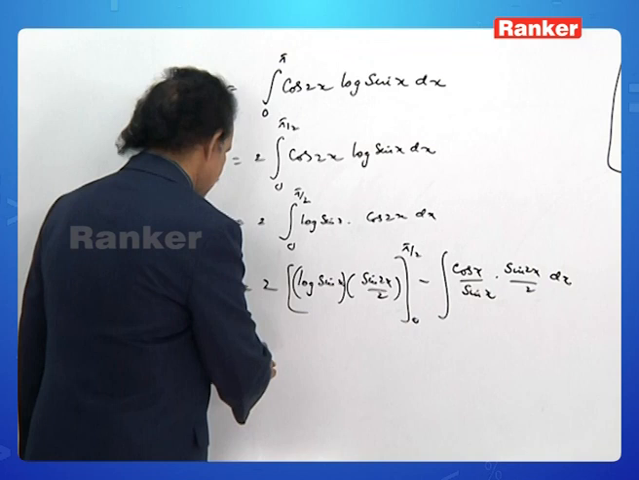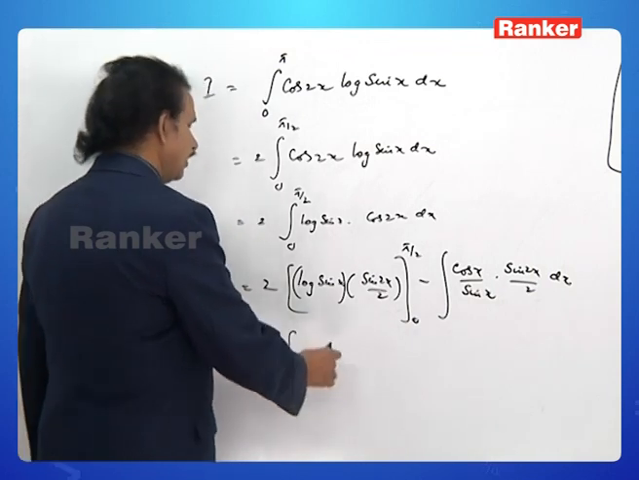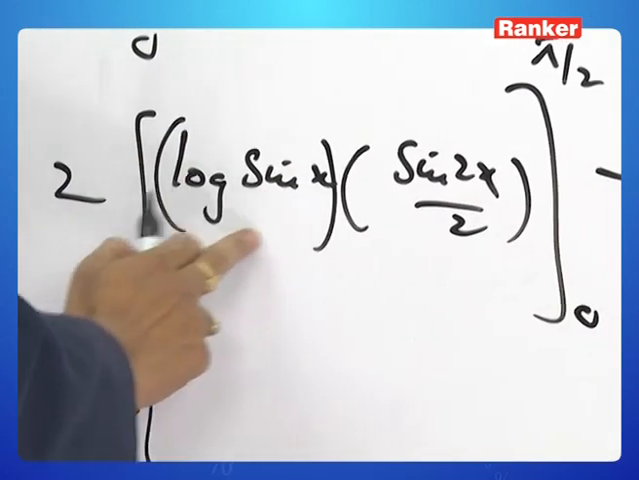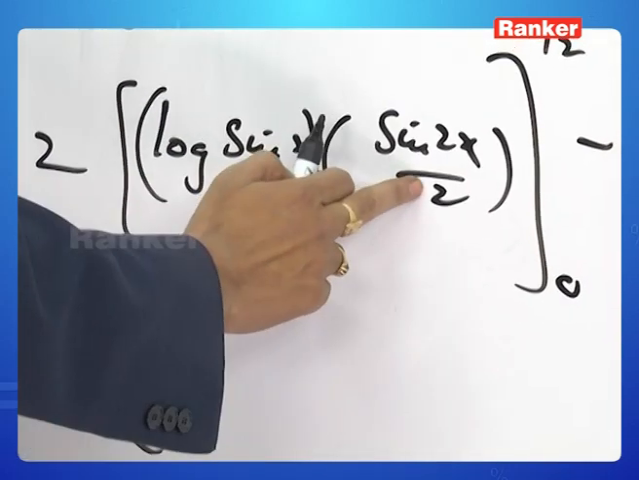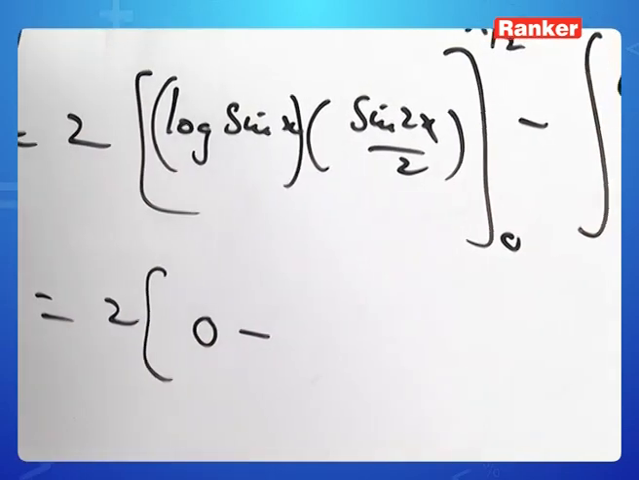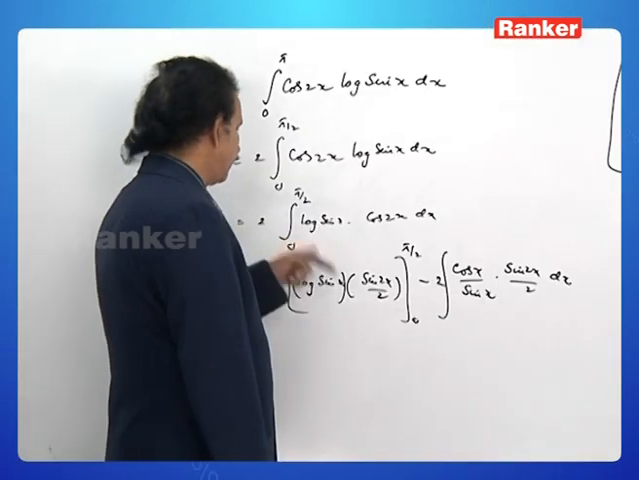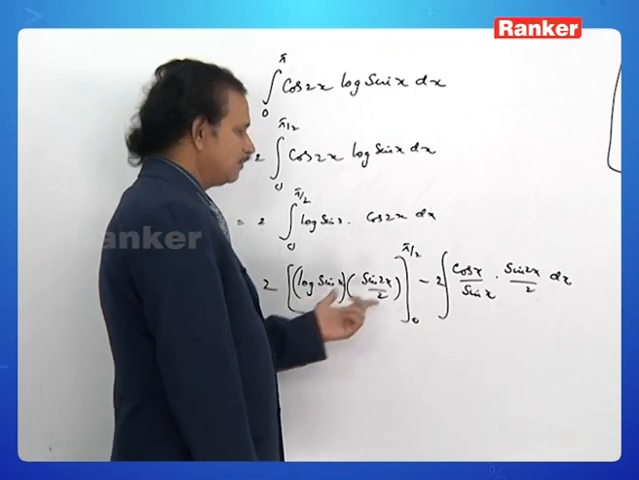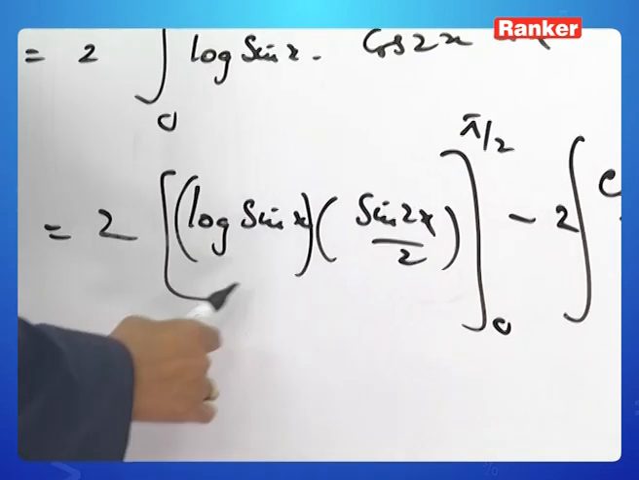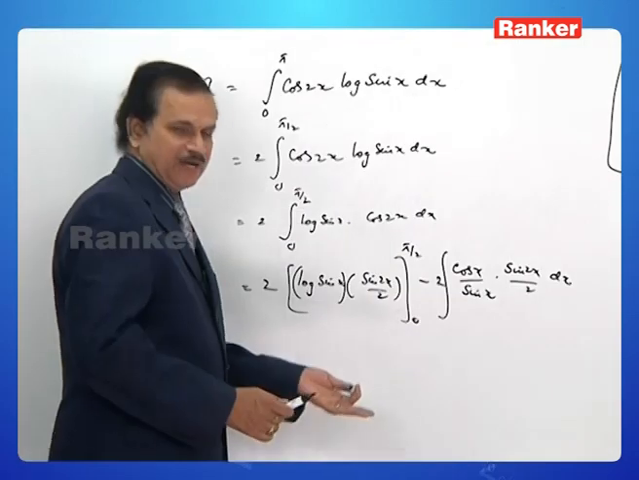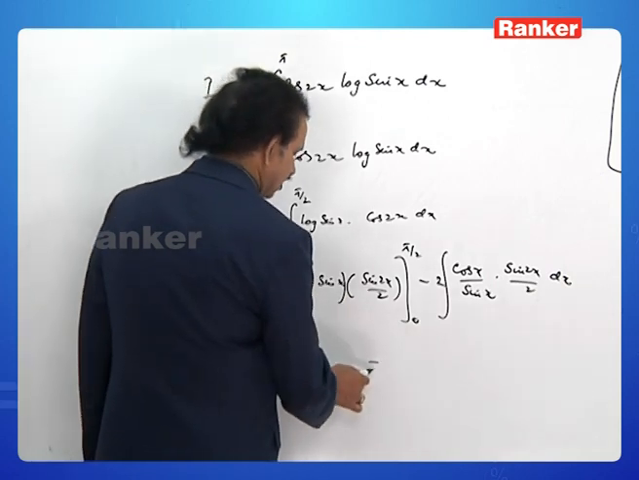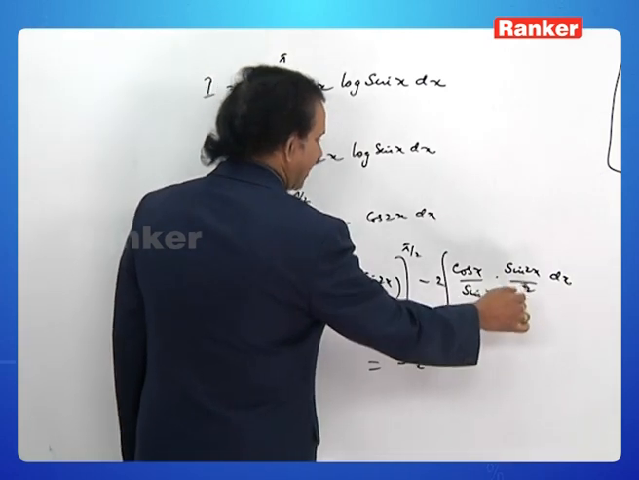Okay, what happens to this? This is equal to 2 into, if you place pi by 2, sin pi by 2 is 1, log sin pi by 2 is 0, 0 into anything is 0, 0 minus 2 into first part minus 2 into second part. You can easily observe that this part becomes 0 even if you substitute pi by 2 and 0 also, therefore you forget it. So this is minus 2 into sin 2x by 2.